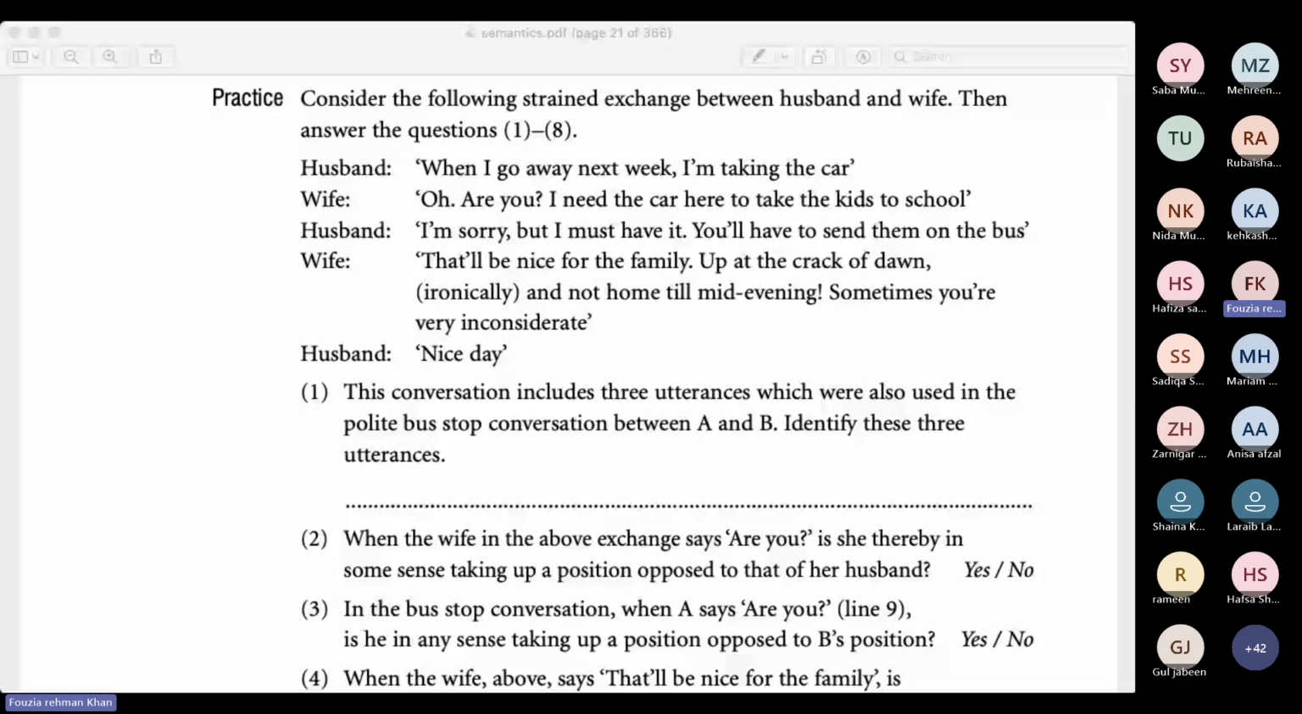I'm just recapping what we are trying to do today. From yesterday's lecture, I told you we are talking about meaning, the different kinds of meaning, and today we are talking about sentence meaning and speaker's meaning. I hope till here it is clear what we are doing.